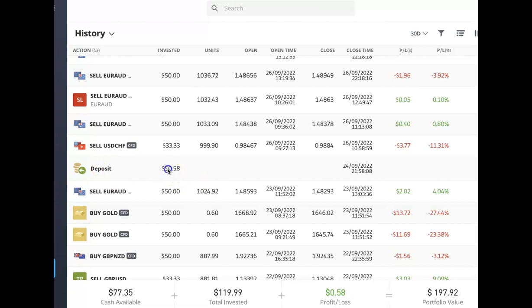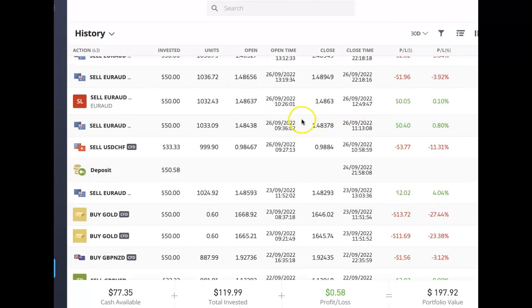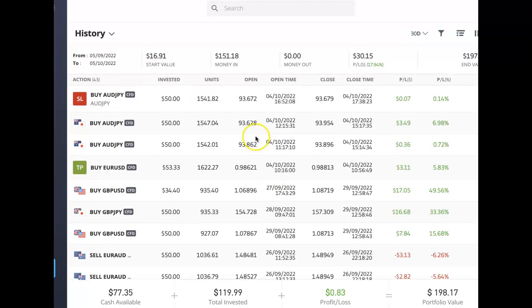There's a deposit here, $50. So that brought the balance up, and we are up. If you look at the top here, money in 151. We are currently sitting at 17.9% profit on that money.